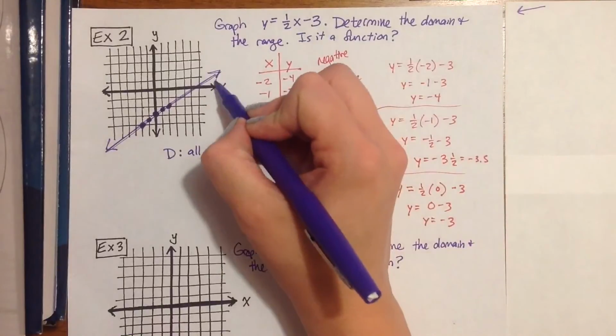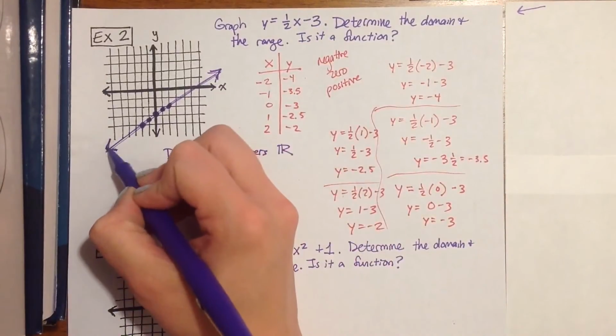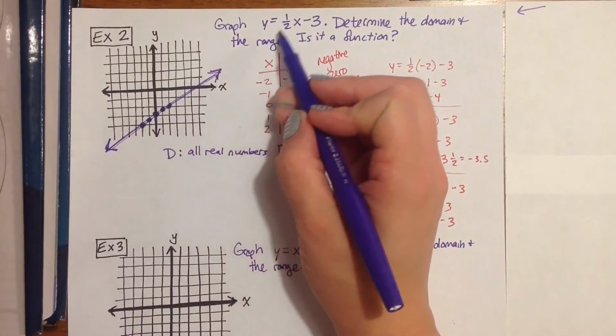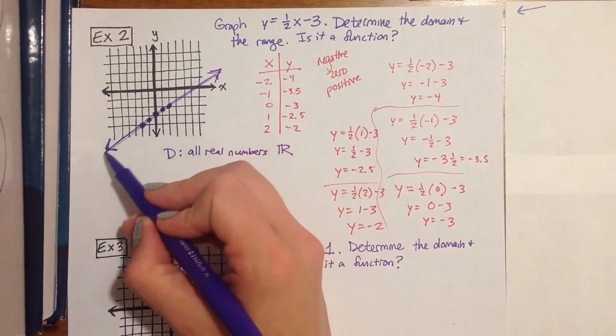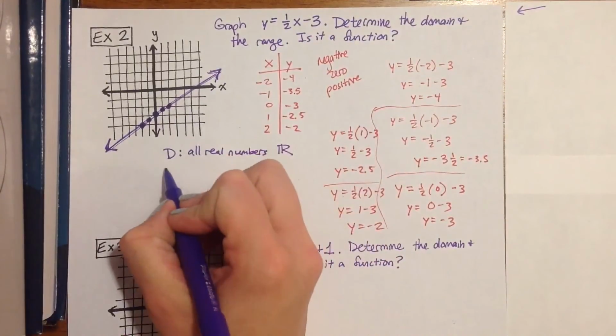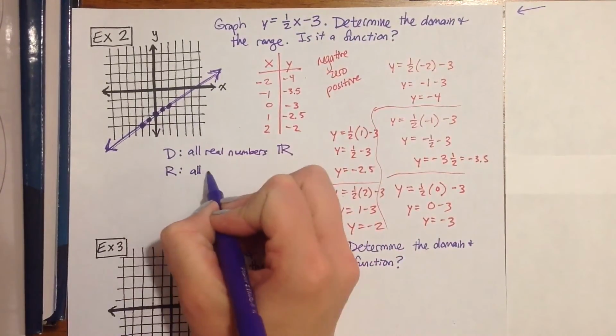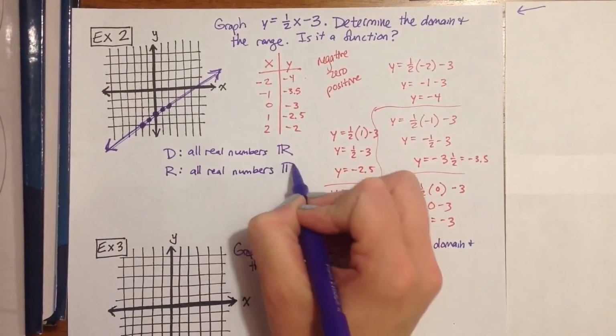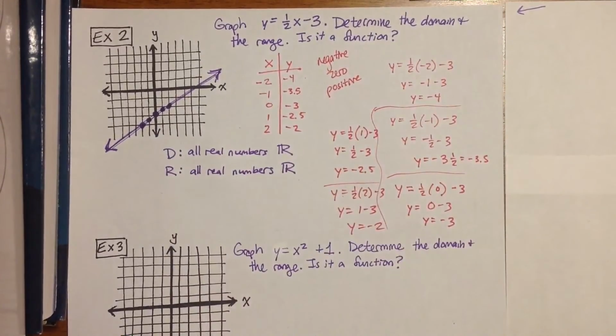And then take a look at our graph. This is a line. And I drew these arrows on it, which means the line keeps going forever and ever. On this side it goes higher and higher, on this side it goes lower and lower, meaning I'm going to go through all of the range values too. So my range is also all real numbers. And again, you could use the fancy R to show that as well.